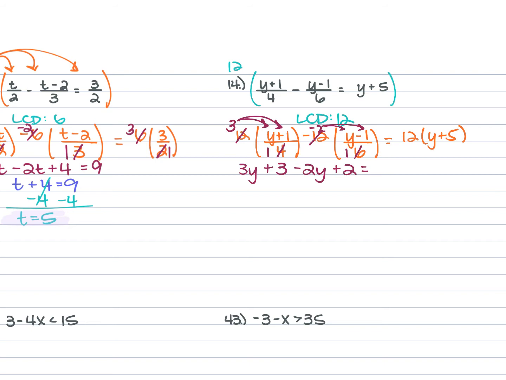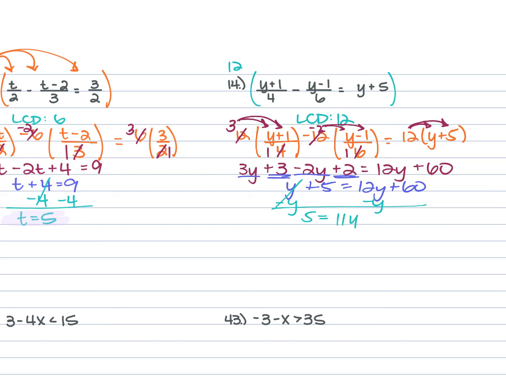Distribute the 12 into the y plus 5. 12 times y is 12y. 12 times 5 is 60. On the left side, combine your like terms. 3y minus 2y is y. The 3 plus 2 is 5, and on the right side, 12y plus 60. What do you want to move over first? The y. So what are we going to do to move the y over? Subtract it. Okay. 12y minus y is 11y. So 5 is equal to 11y plus 60.